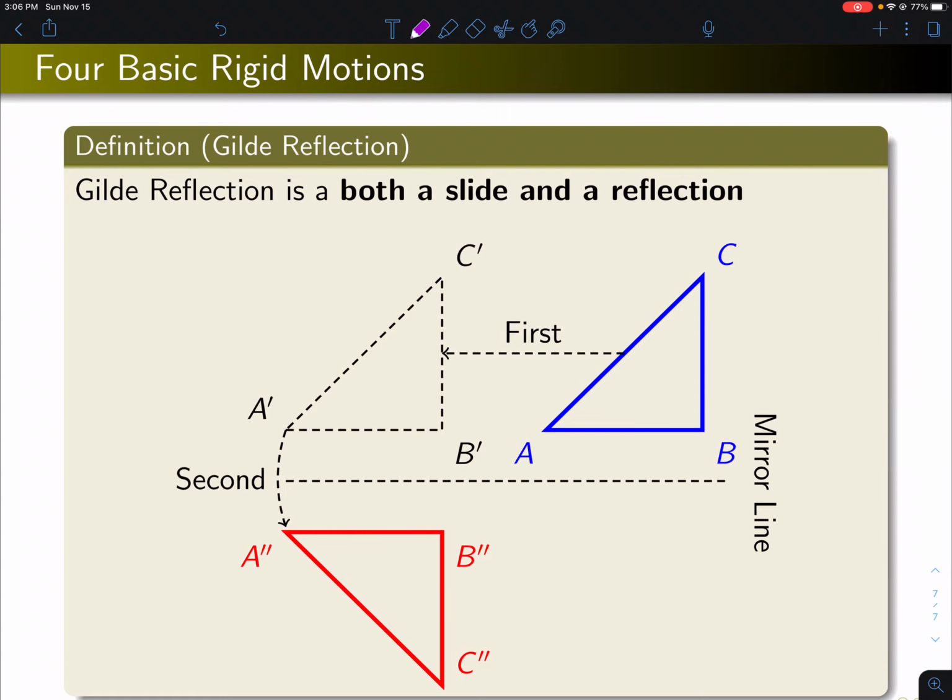And so this is actually a combination of a slide and a reflection together. So what you're going to do is the slide first. In this case, I slid from here to this dotted line. And then I used my mirror line to reflect that middle triangle to get my final triangle. So in reality, the red one is the final answer, but it doesn't hurt to put that middle triangle in there just so we can see that we actually did the slide correctly.